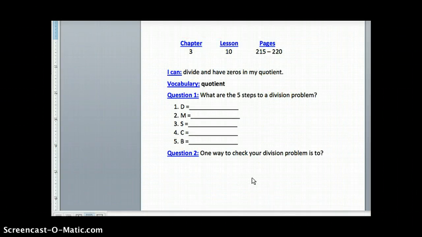All right, so let's look back at our questions. Question 1, what are the 5 steps to a division problem? So that was in our little video clip that we watched if you need to look back. Question 2, one way to check your division problem is to, so I talked about that a lot, so make sure you write that down.